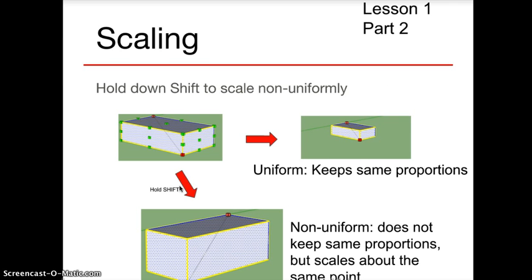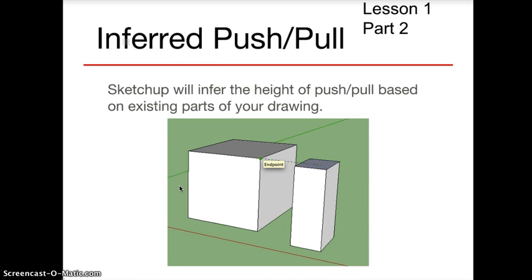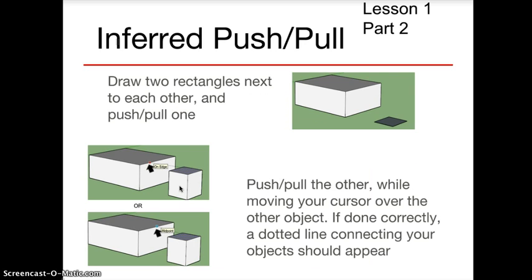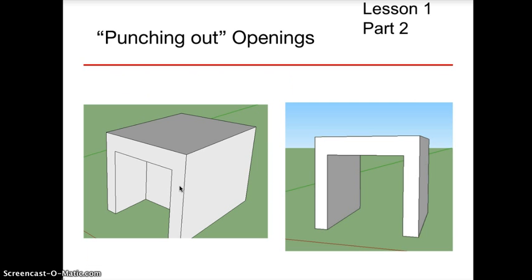Continued. All right, now inferred pushing and pulling. SketchUp will infer the height of a push-pull based on existing parts of the drawing. Draw 2 rectangles next to each other and push or pull one. You can see it with the edge or midpoint. Now, punching out openings.